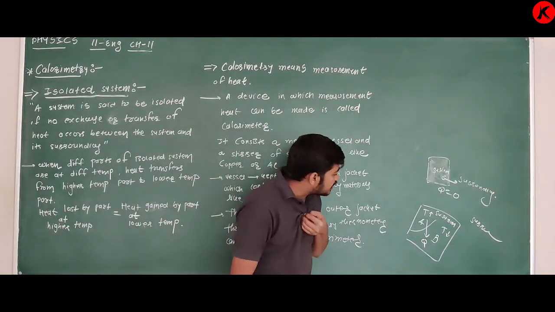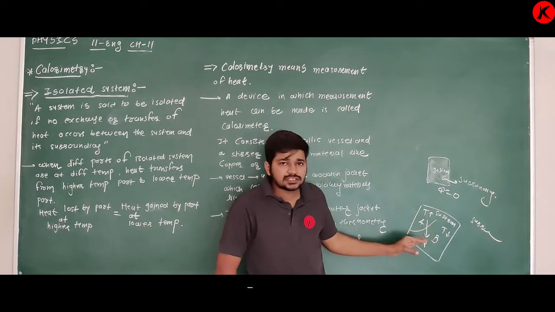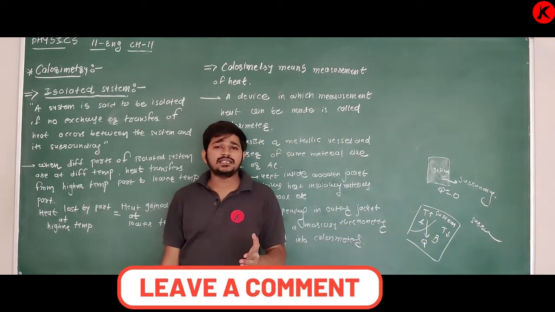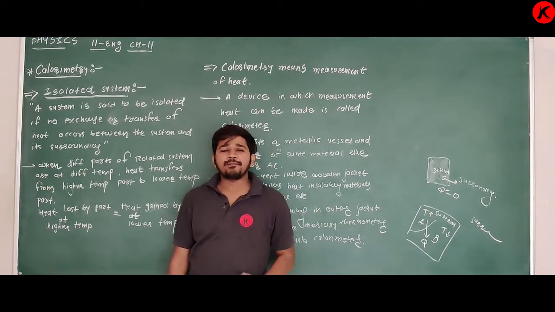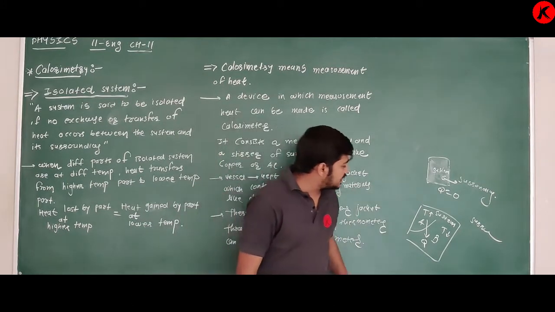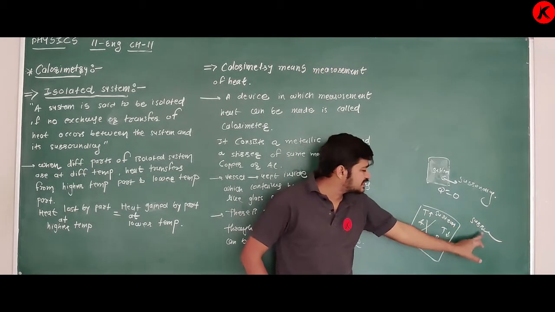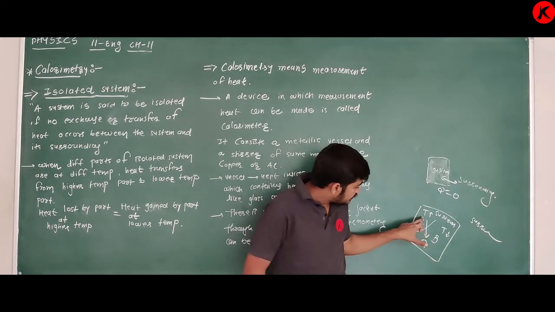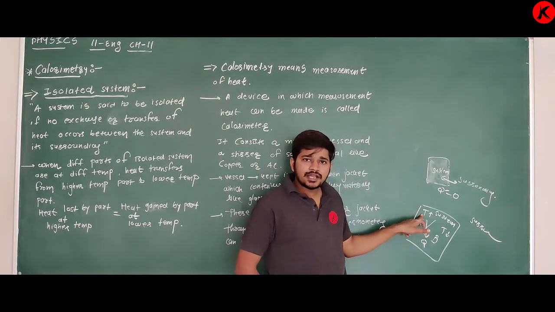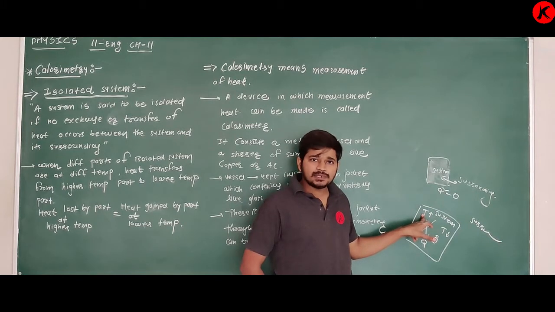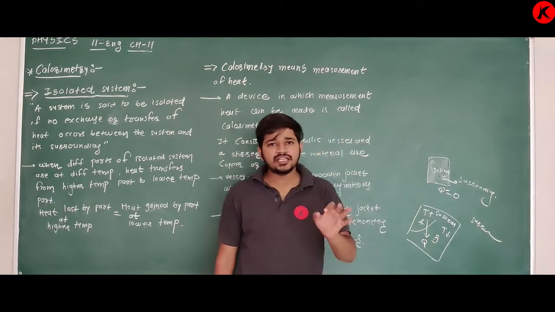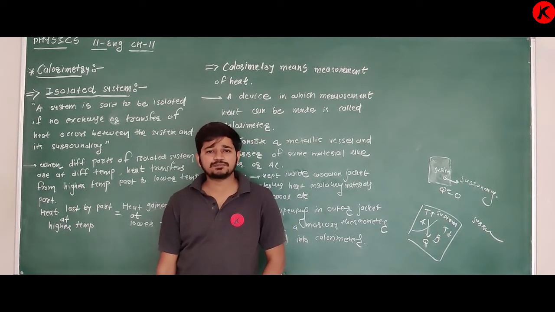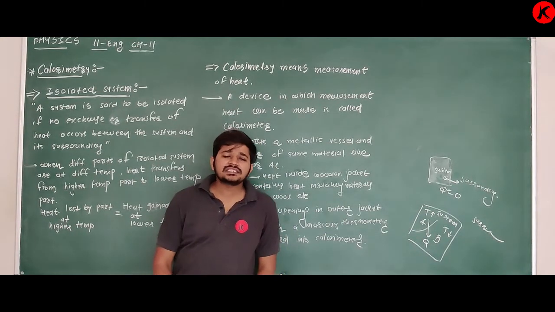So whenever you are given one system having parts at different temperatures, heat transfer takes place between the parts from high temperature to lower temperature. And as there is no heat transfer between system and surrounding, there is no loss of heat. No loss of heat means heat lost by one part is equal to heat gained by the second part.